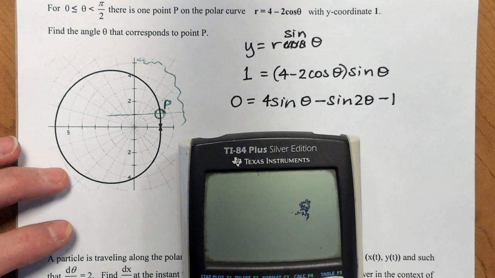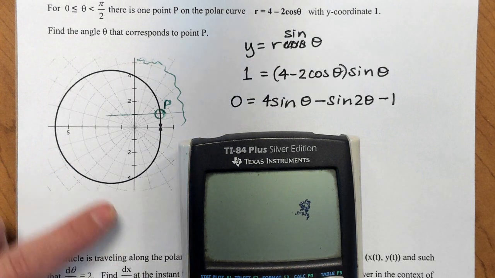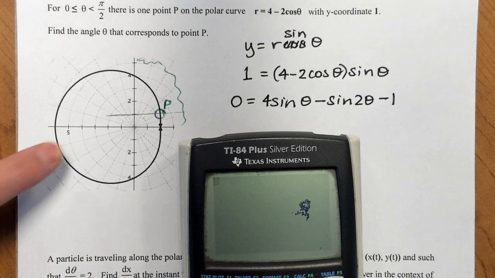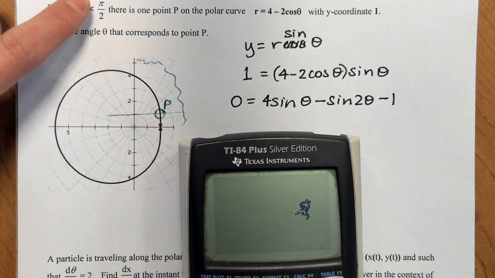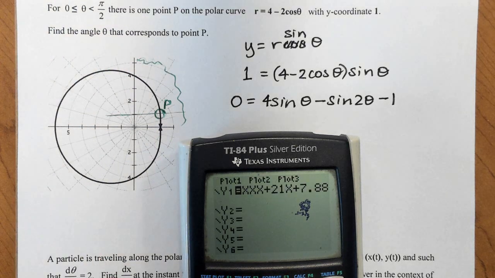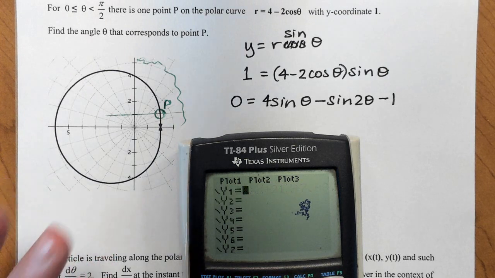And I'm just going to find the 0 on this equation. Now, my answer is going to be in radians. It's going to be somewhere between 0 and pi over 2, which is about 1.5. So I'm going to use the graph. You can use the equation solver. There's several ways you can do that, but I'm going to use just the graph.